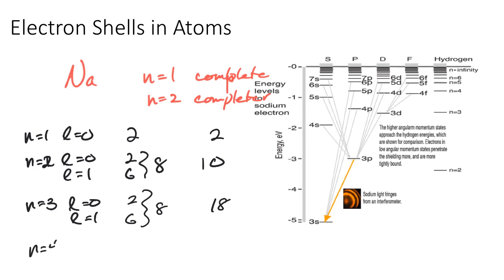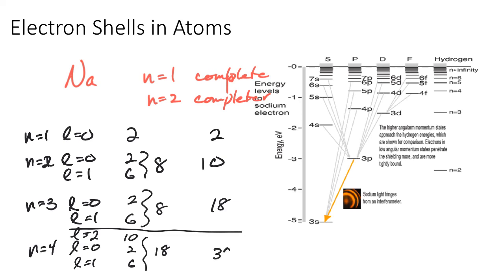But then we have n equals 4, L equals 0, L equals 1, and then we go back and fill in the L equals 2 from the n equals 3 state. And we have 10 plus 2 plus 6, which is 18, which then added to these gives the 36.